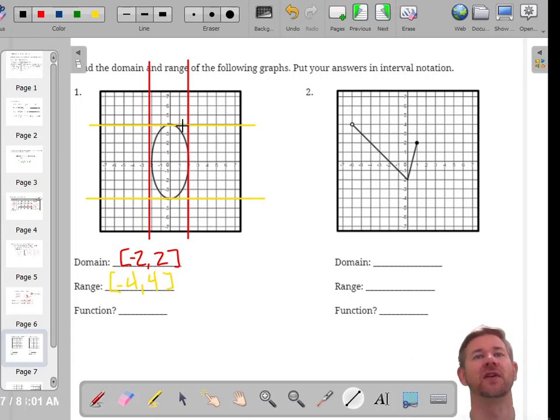Last thing, is this a function? No, because it fails the vertical line test. It hits 2 times, 1, 2. So this is not a function.